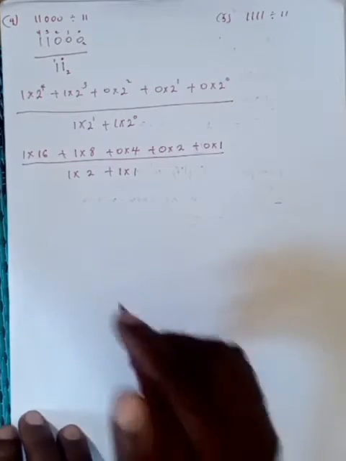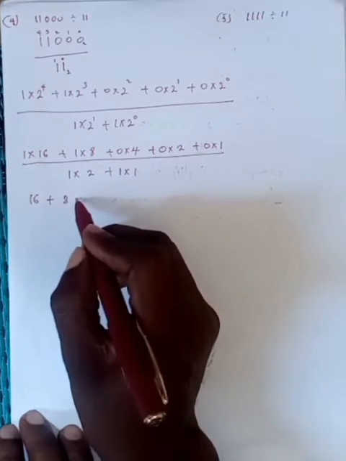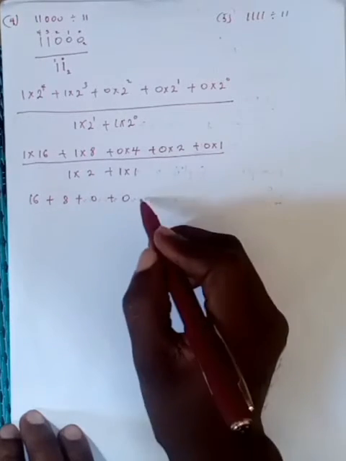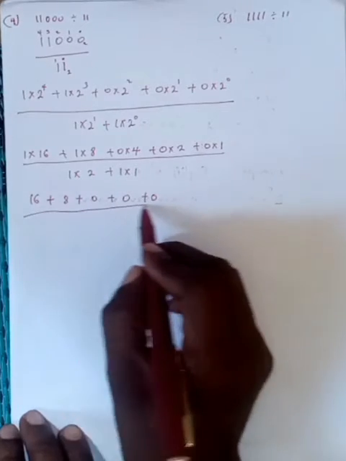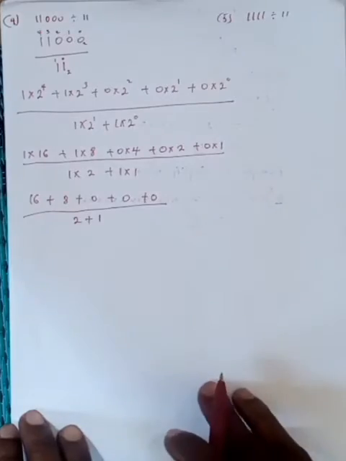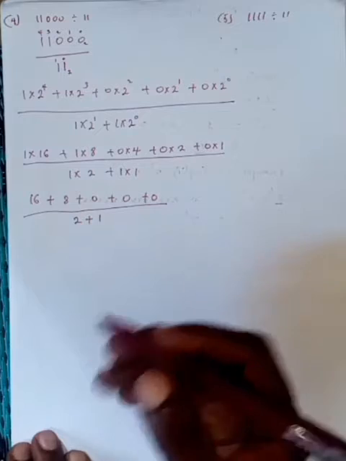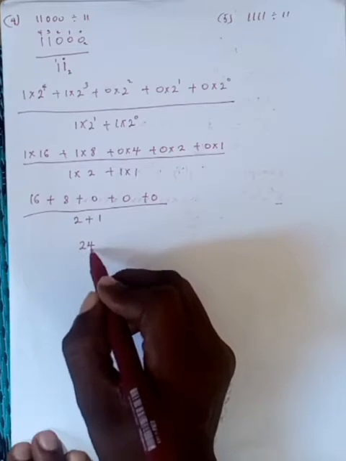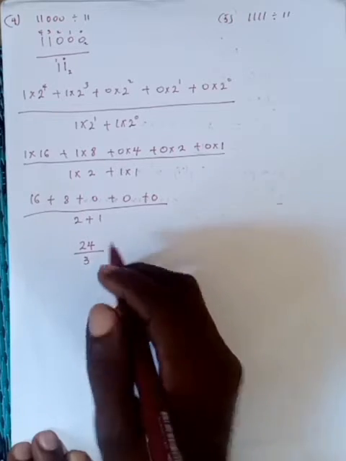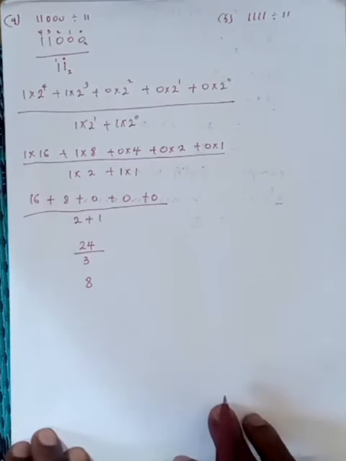1. Now 1 times 16 here is 16, plus 1 times 8 here is 8, 0 times 4 here is 0, 0 times 2 here is 0, and 0 times 1 here is 0. Everything over 1 times 2 is 2, plus 1 times 1, 1. Now when we add this place, 16 plus 8 plus 0 plus 0 plus 0, that gives 24, divided by 2 plus 1 here is what? 3. And what is the result of 24 divided by 3? That gives the value of 8.